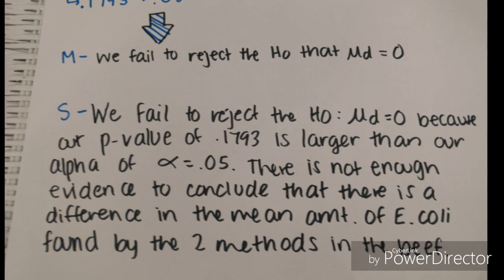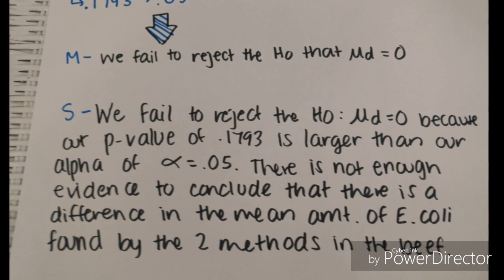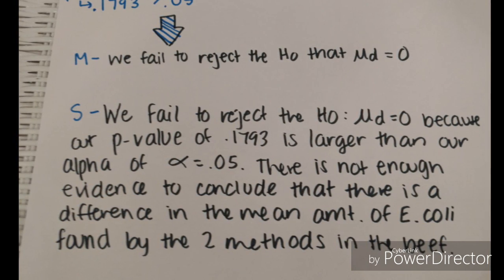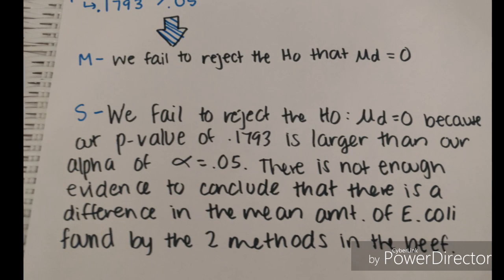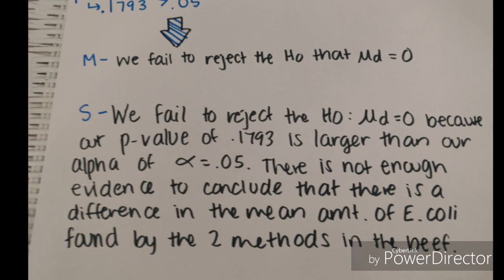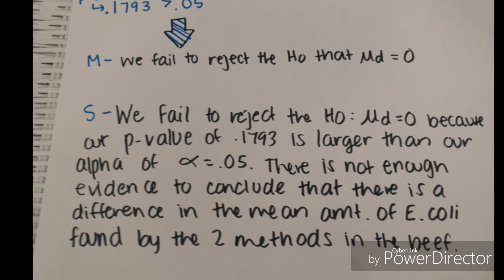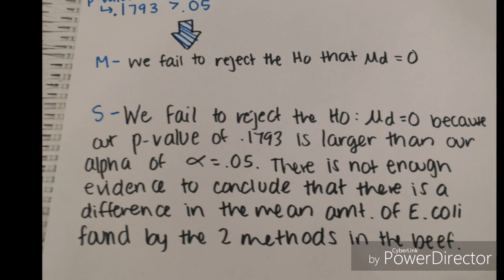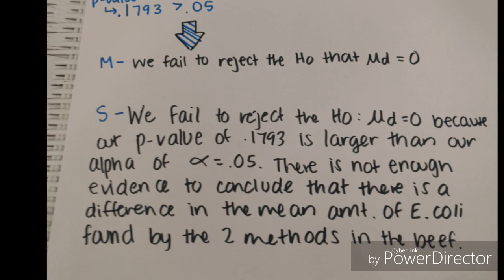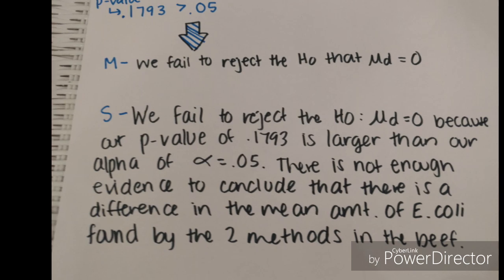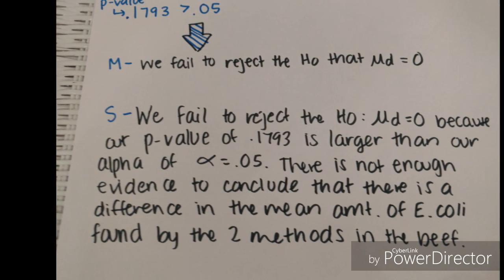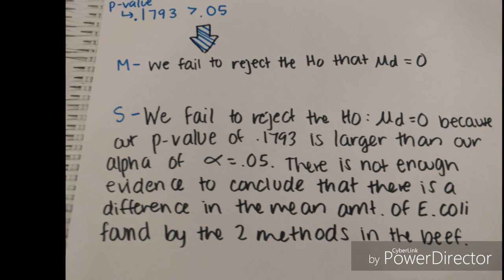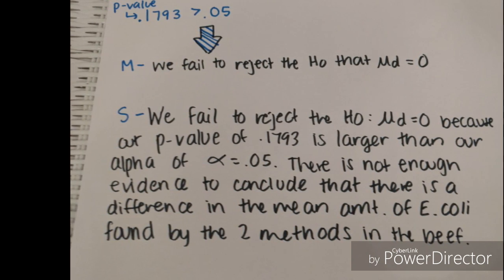Okay, so our p-value is 0.1793, and since that's greater than our alpha of 0.05, we will fail to reject the H0 that it's equal to 0. So our statement is that we fail to reject the H0, that is, mu of D equals 0, because our p-value of 0.1793 is larger than our alpha of 0.05. There is not enough evidence to conclude that there is a difference in the mean amount of E. coli in the beef found by the two methods.